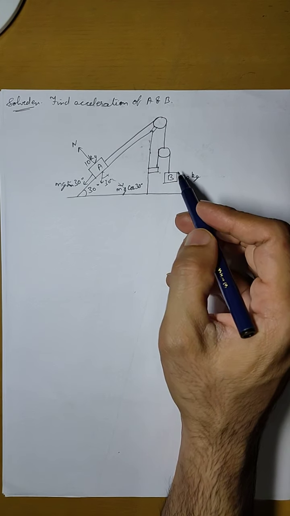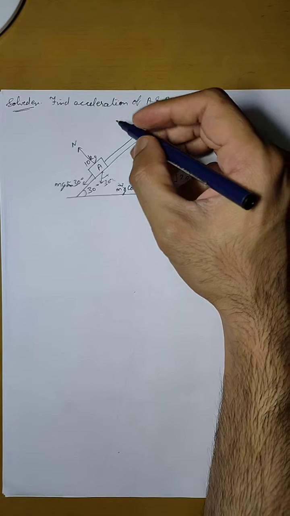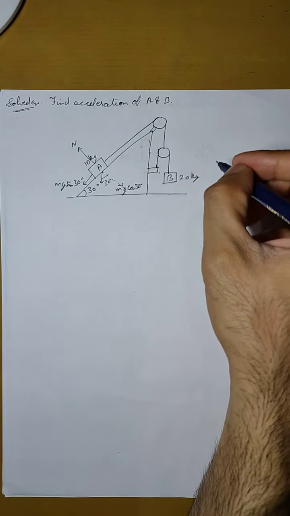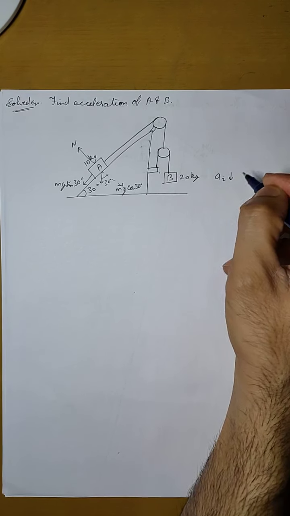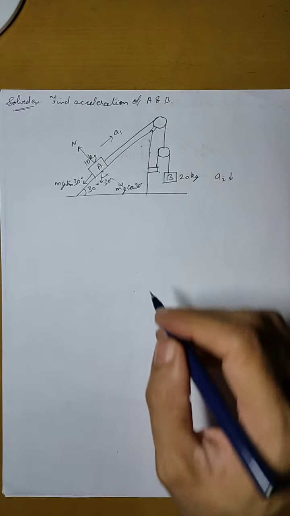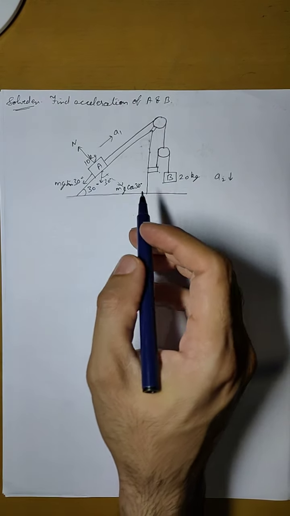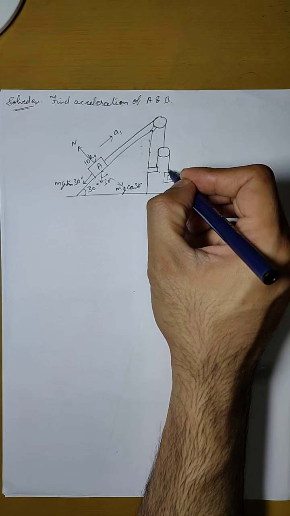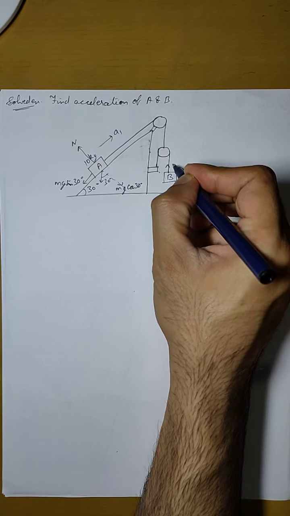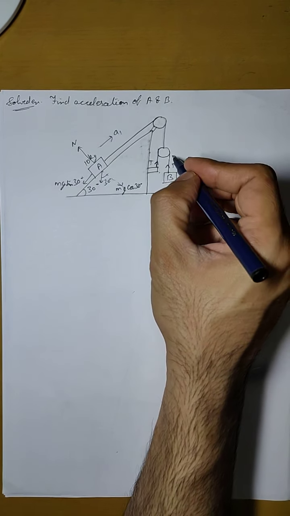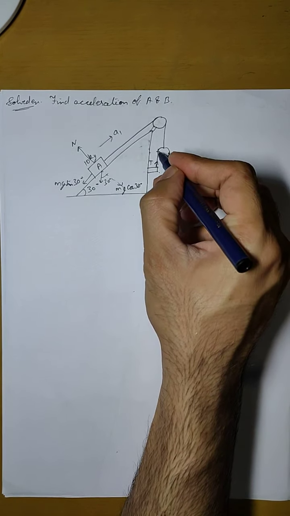Now when B moves downward, A will move upward. So let us say that B moves downward with some acceleration a2, and A moves upward in this direction with the acceleration a1. Now the tension due to B will be T here, and here also it will be T because it is one string.